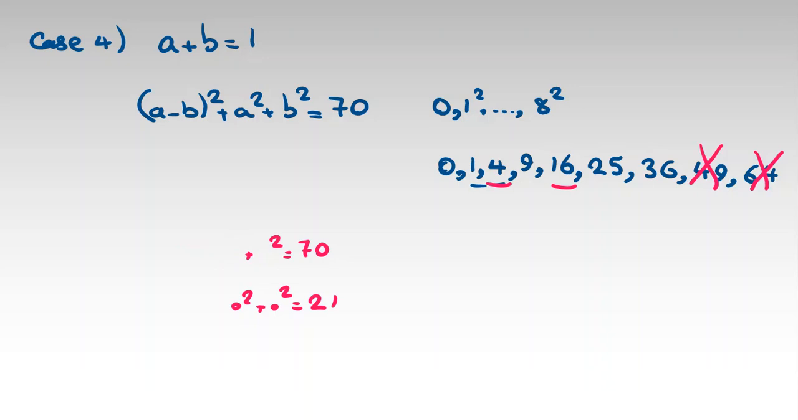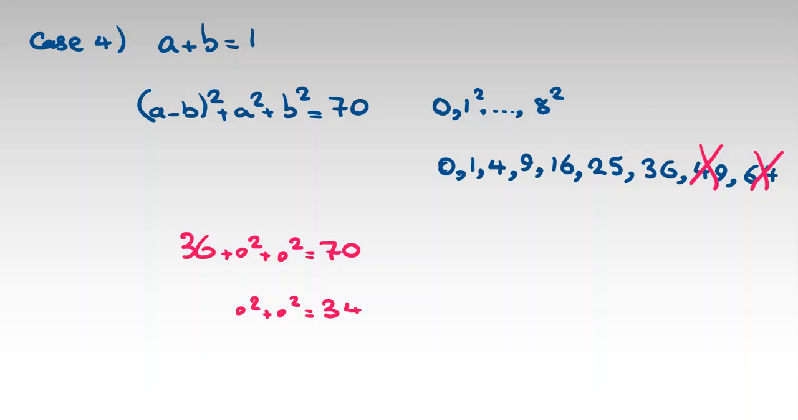Let's erase and focus on 36. If we use 36 plus 2 perfect squares, the sum of them equal to 70. So these two perfect squares sum to 70 minus 36, which is 34. We want to create 34. The only case is 25 plus 9. So we can say one way is 36 plus 25 plus 9.